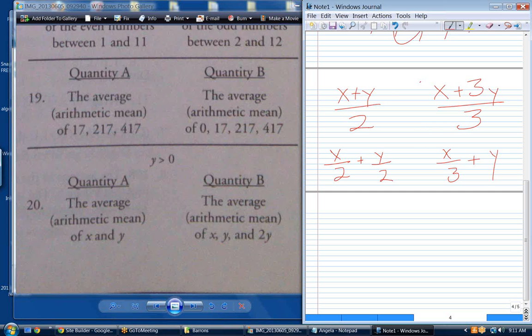That's my inclination too. We could go with that, but if I'm not 100% sure, then I would want to plug in some simple numbers. Let's let x equal 2 and y equal 4. This might be more trouble than it's worth. 2 plus 2 over there, and 2/3 plus 4, so this is bigger.